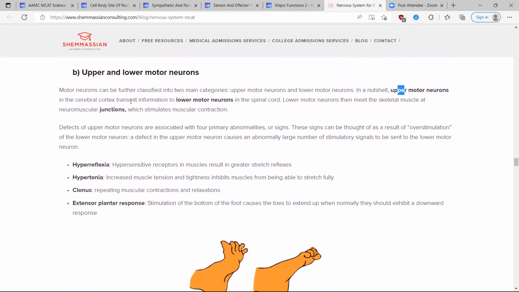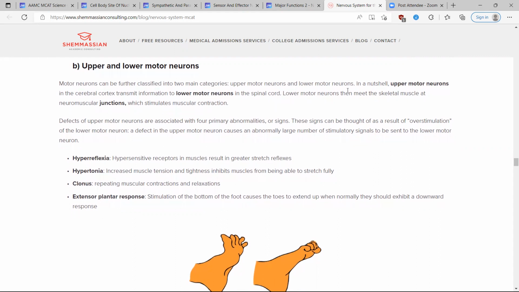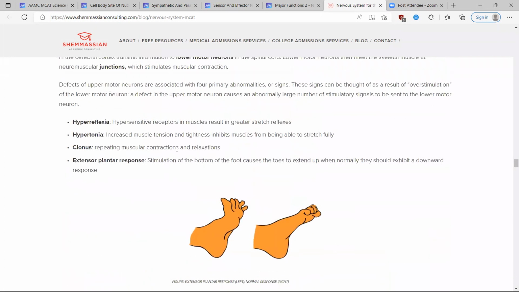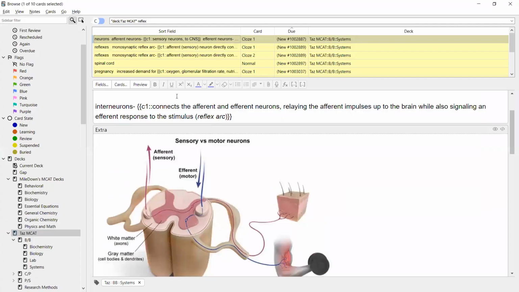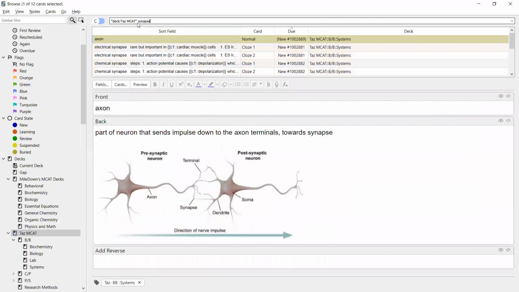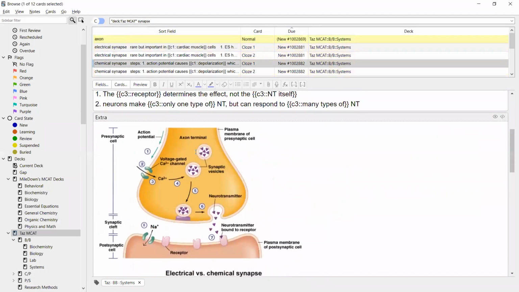And now we have upper motor neurons in the cerebral cortex transmitting information to the lower motor neurons in the spinal cord. Lower motor neurons then meet the skeletal muscle at neuromuscular junctions. Okay, so everything I've talked about is the most basic version of how this works. However, in different areas, there's different ways that it works. For example, one big example is the synapse that we just talked about, right? The synapse through this manner is how it normally works.